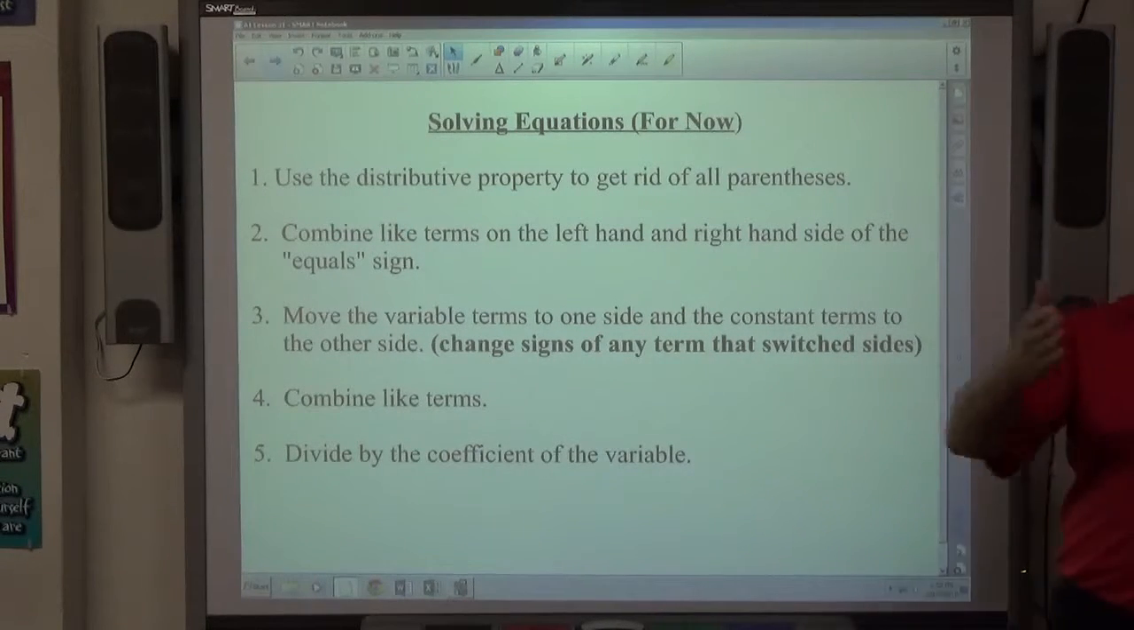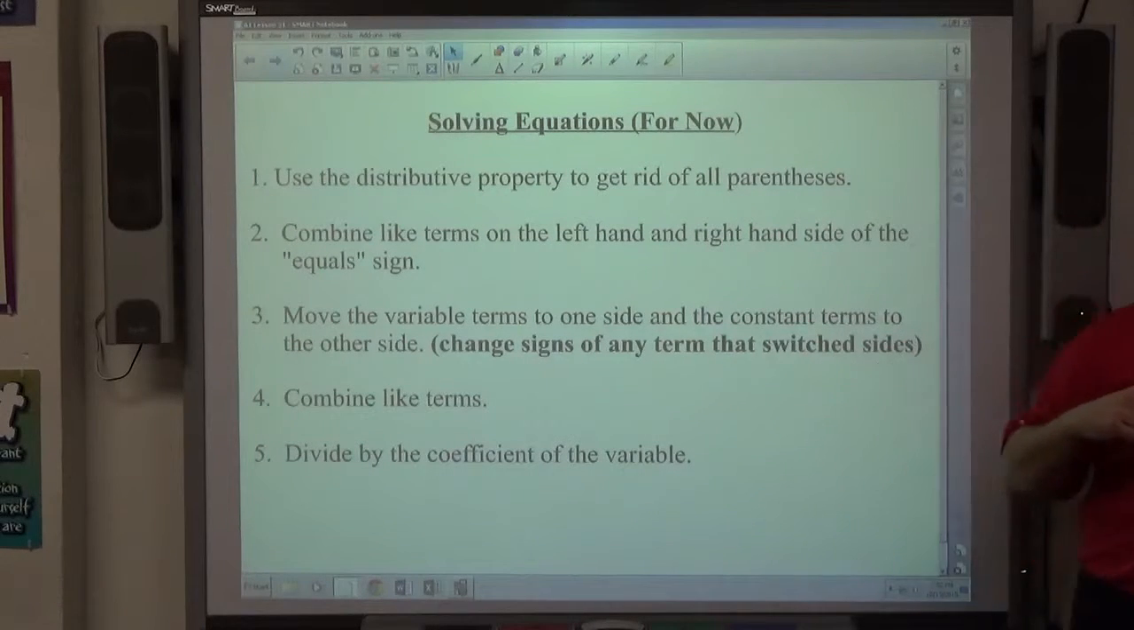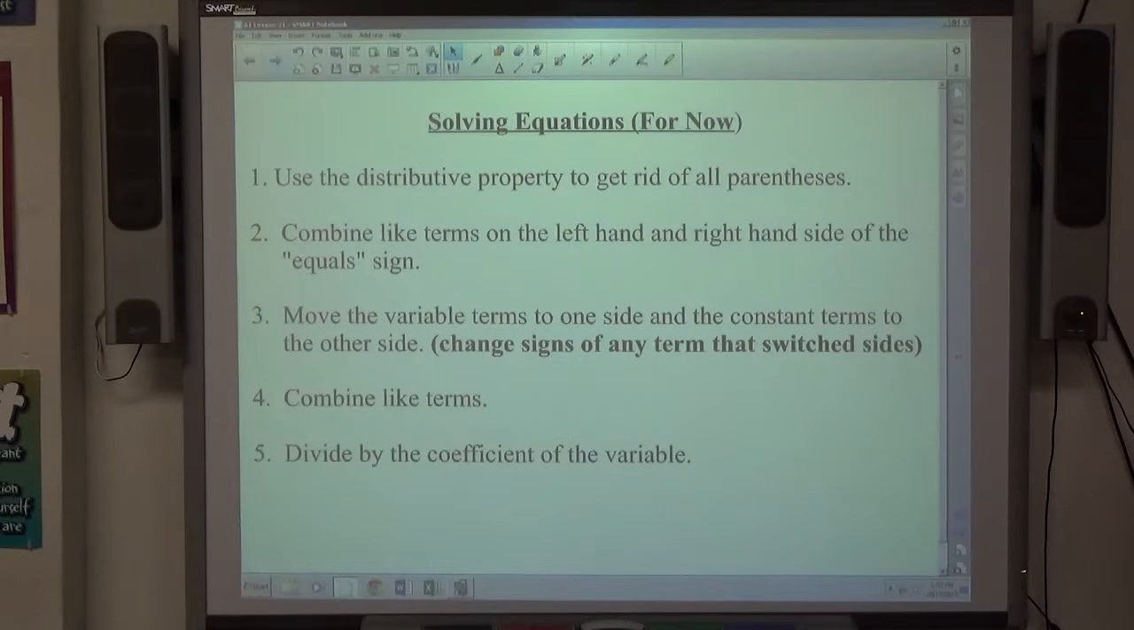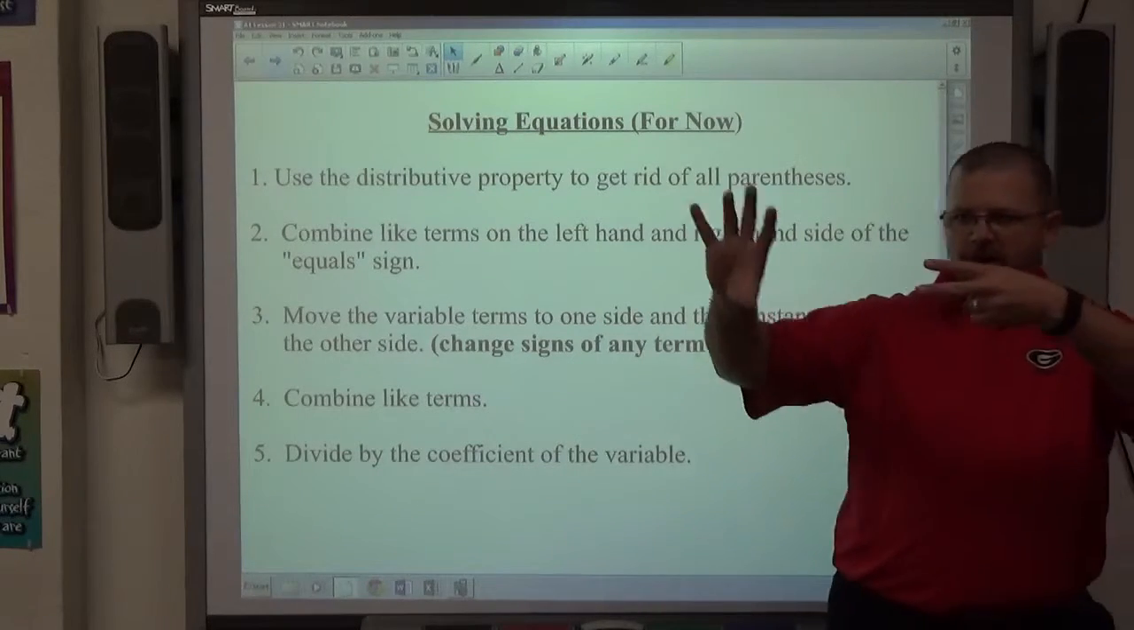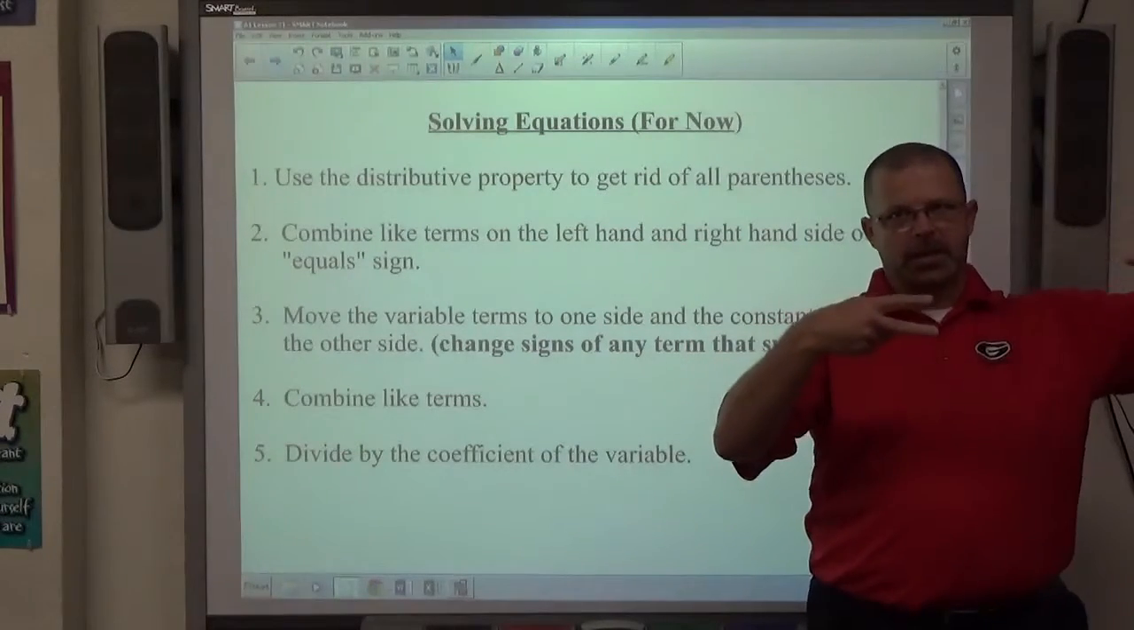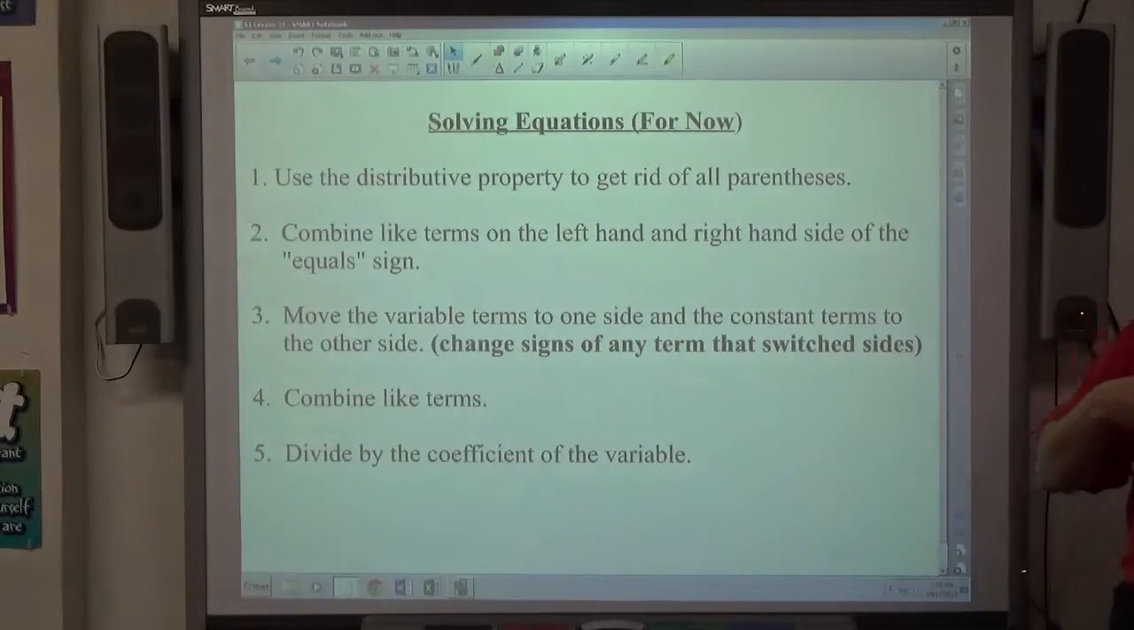You should be left with just an expression with a bunch of x's or not x's, like 2x minus 5 plus 4 equals 7x plus 2. No parentheses at all. Number 2, combine like terms on the left hand and right hand side of the equal sign individually. So if the equals is here, get this side simplified completely, get that side simplified completely. Add like terms on either side based on the signs that are there.